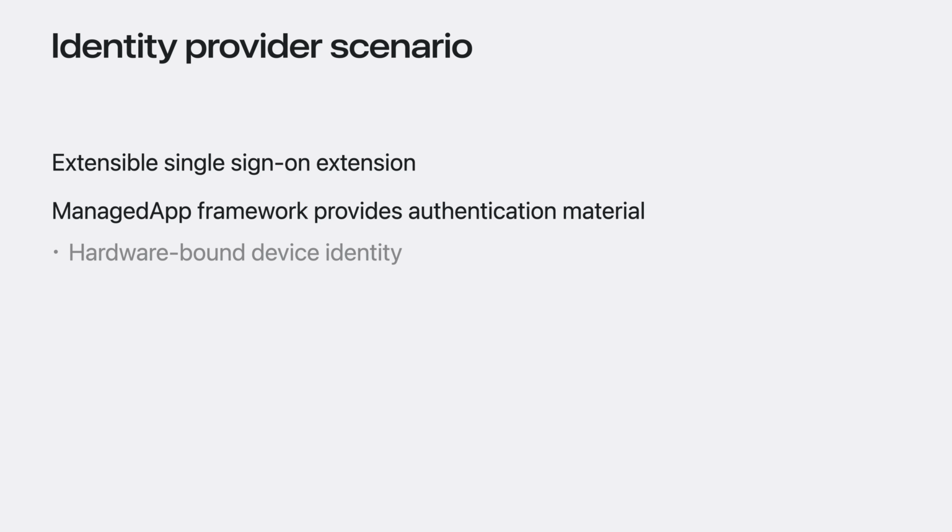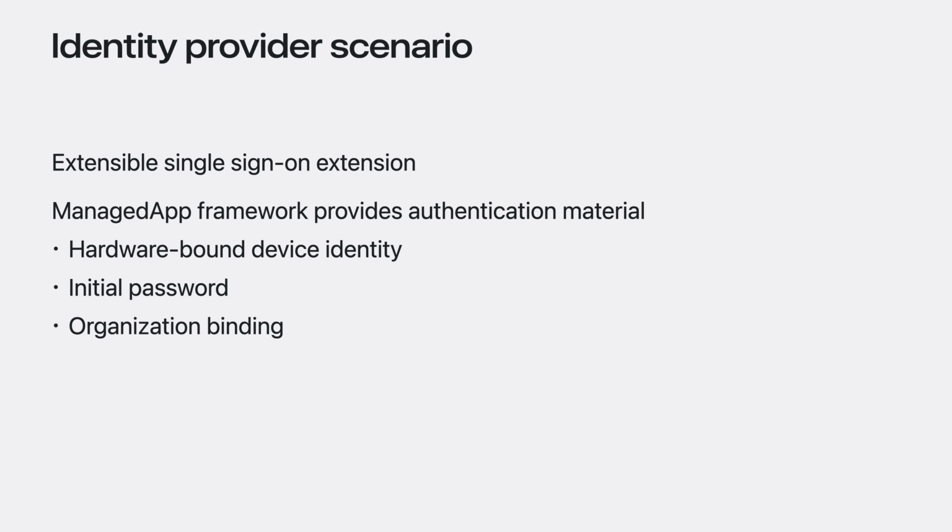This may be a hardware-bound identity for authenticating the device, to make sure the sign-in is occurring on an authorized device. If the account is new, this could be an initial temporary password for first-time authentication. It could be a token or identity that binds the sign-in to the organization. Or really, this can be whatever kind of secret the identity provider needs. Managed App Framework supports them all. If the identity provider supports enrollment single sign-on, configuration and secrets are available during enrollment as well.